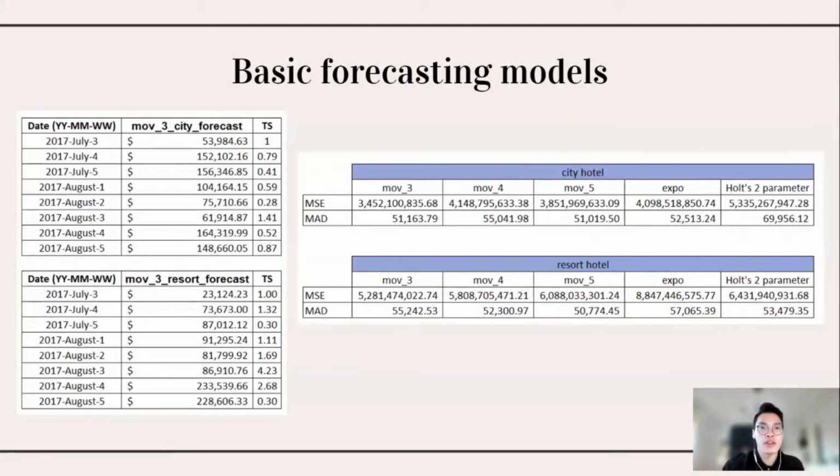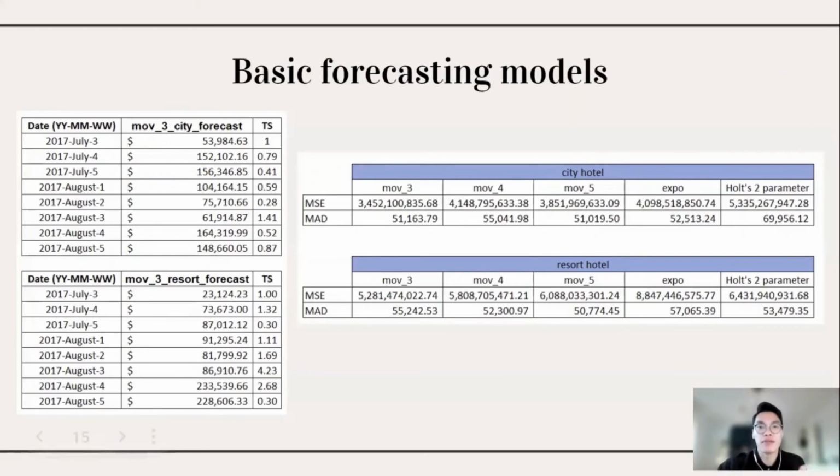For resort hotels, the 3-point moving average has the lowest MSE. However, the MAD for the 3-point moving average is 8.8% greater than the 5-point moving average, which has the lowest MAD. Thus, we would still recommend the 3-point moving average because the value of its MSE is significantly lower than any other method.